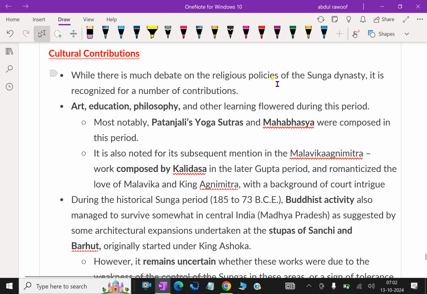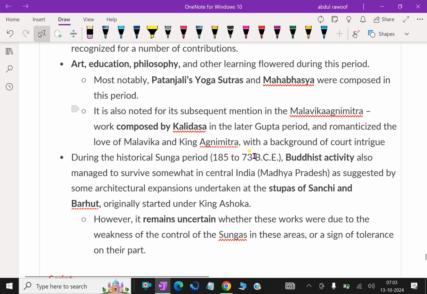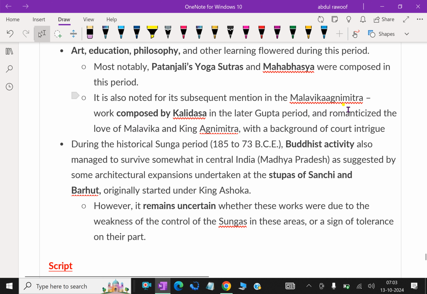Cultural contribution. While there is much debate on the religious policies of the Shunga dynasty, it is recognized for a number of contributions. Art, education, philosophy, and other learning flowed during this period. Most notably, Patanjali's Yoga Sutras and Mahabhashya were composed in this period. It is also noted for its subsequent mention in the Malavikagnimitra, a work composed by Kalidasa in the later Gupta period, which romanticized the love of Malavika and King Agnimitra with a background of court intrigue.